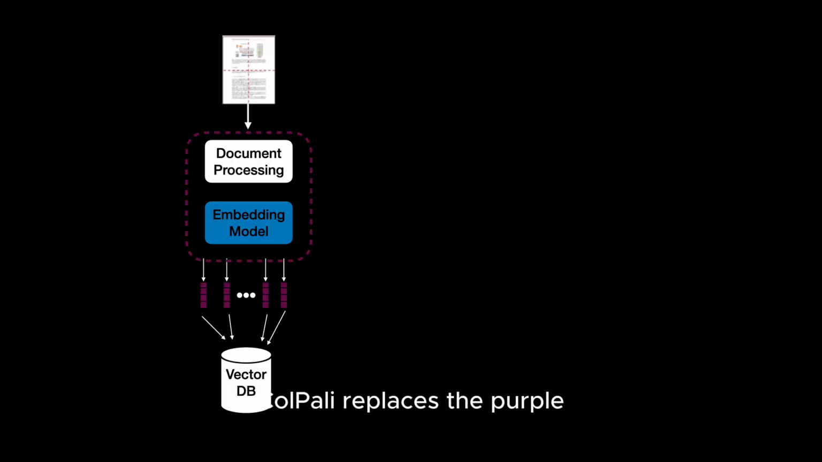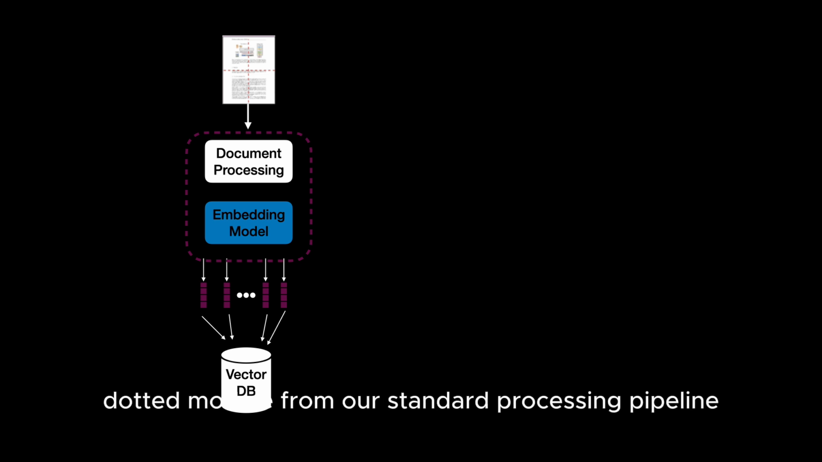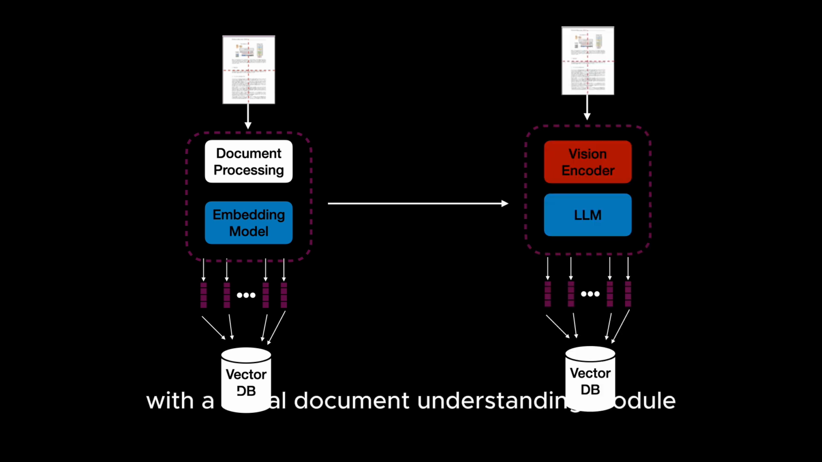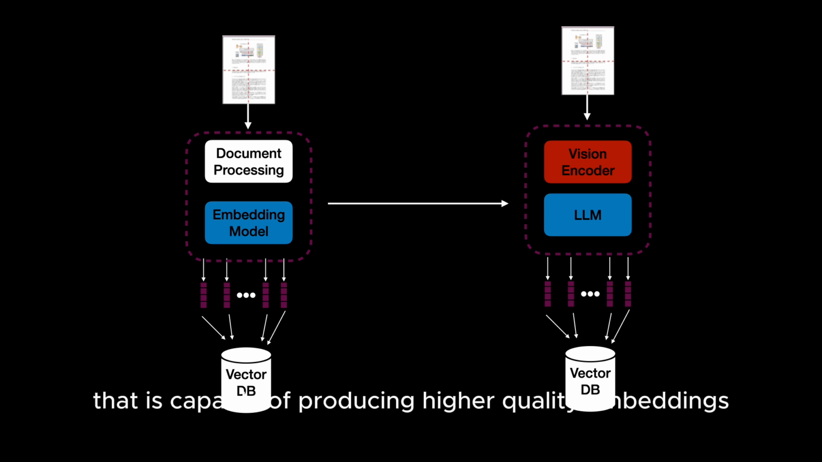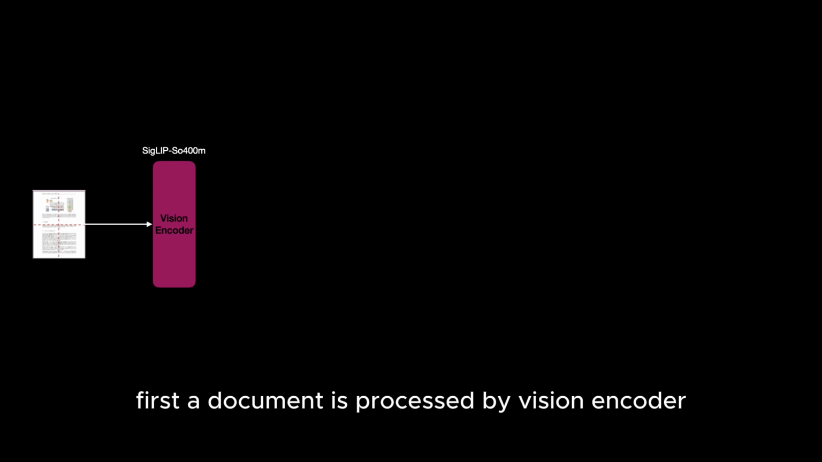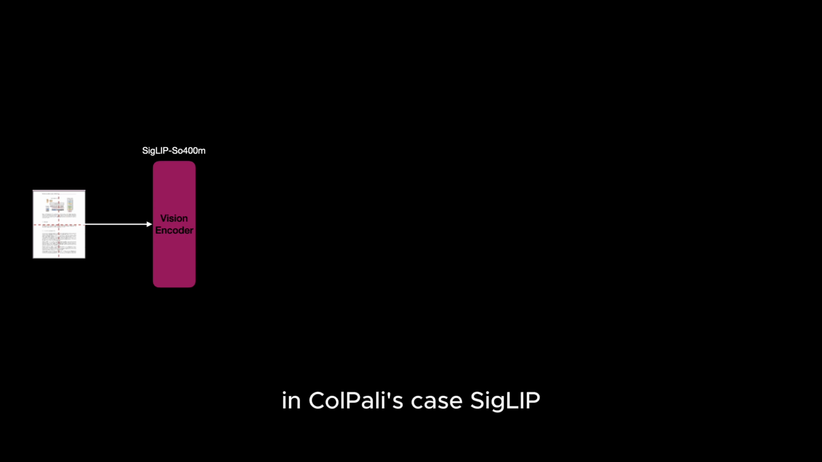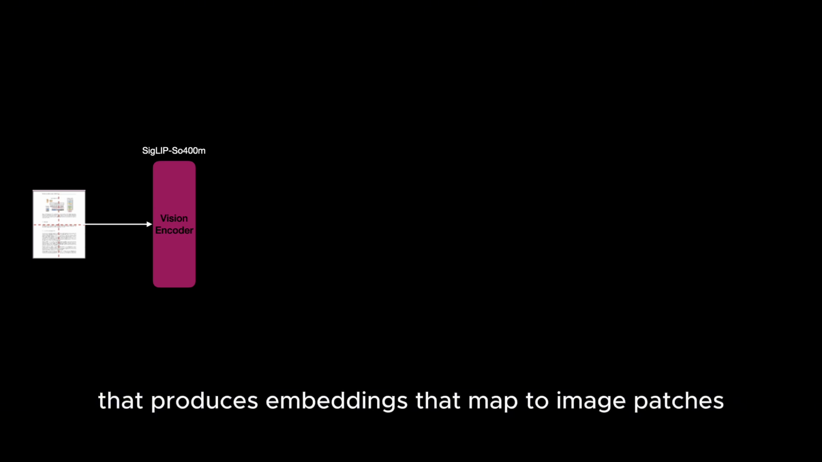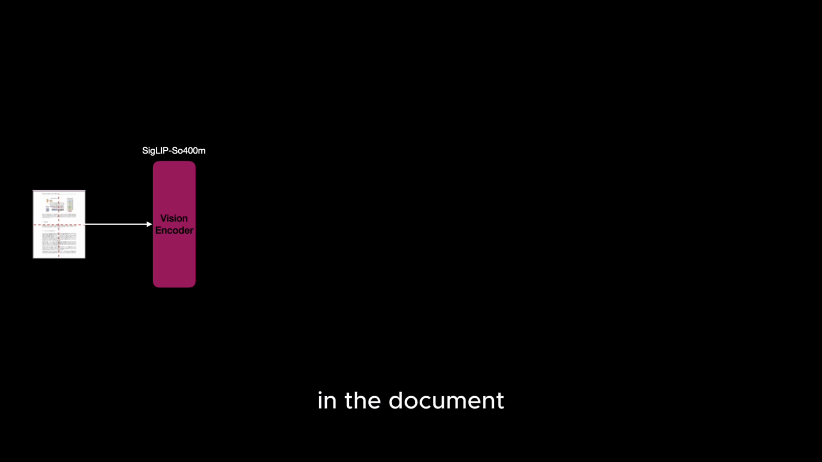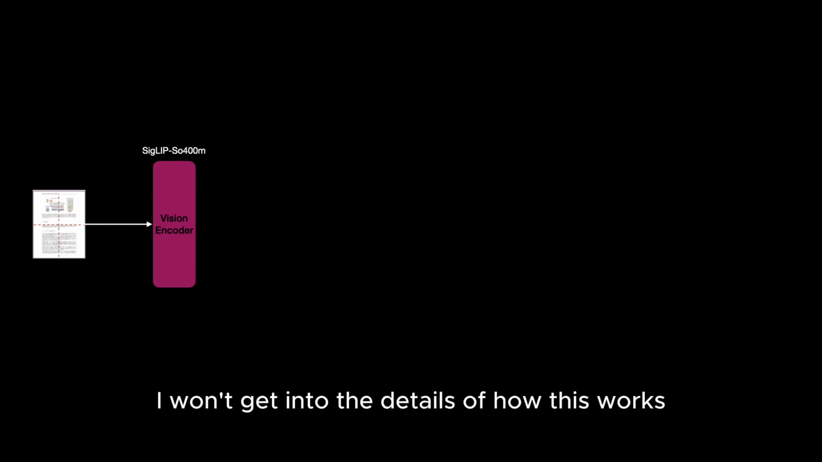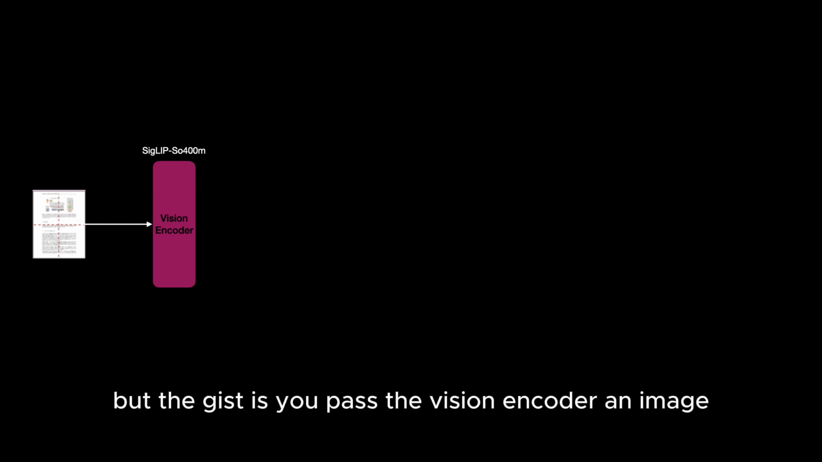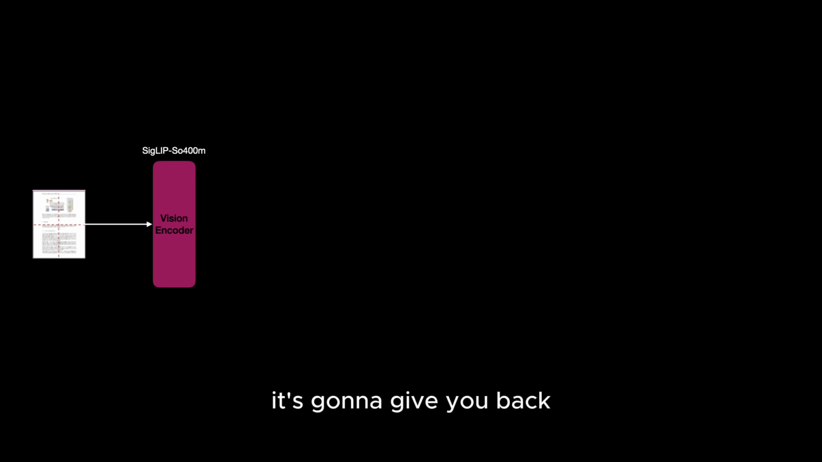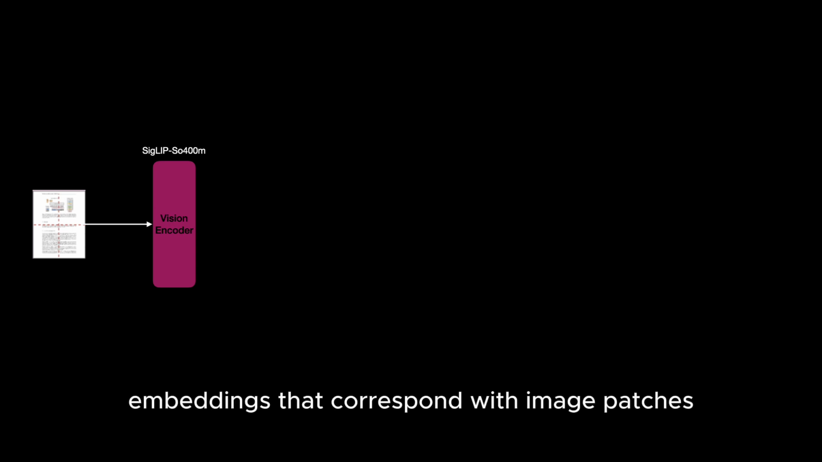ColPali replaces the purple dotted module from our standard processing pipeline with a visual document understanding module that is capable of producing higher quality embeddings more efficiently. First, a document is processed by a vision encoder, in ColPali's case, SigLIP SO400M. This is a CLIP-like model that produces embeddings that map to image patches in the document. I won't get into the details of how this works, but the gist is, you pass the vision encoder an image, it's going to give you back embeddings that correspond with image patches.